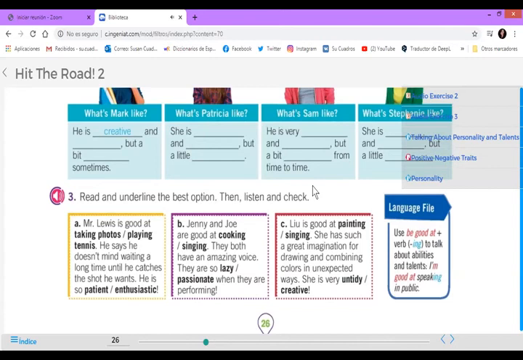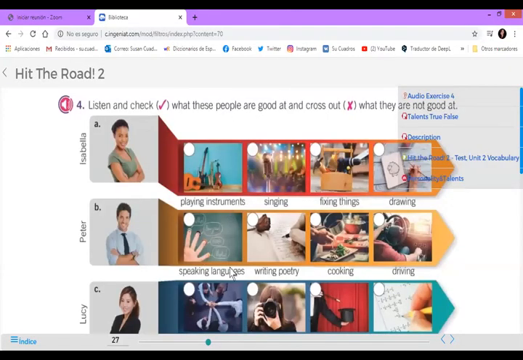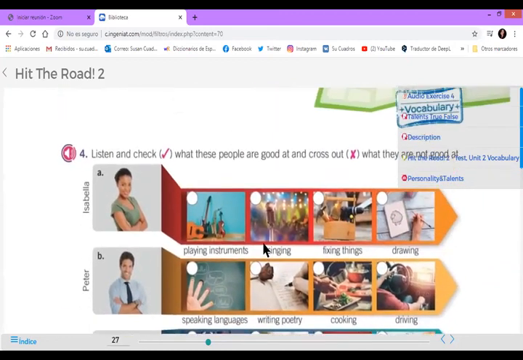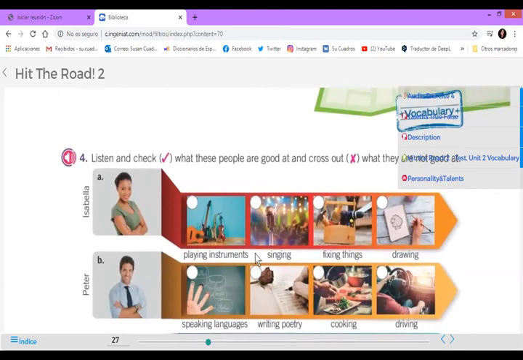He's so patient. So, you remember the answers? Taking photos and patient. Now you can complete the rest. All right, and now on page 27, to finish this lesson, we're going to listen and check what these people are good at and cross out what they are not good at, okay? So the same way, you're going to listen to the instructions and check what is correct here. Is Isabella good at playing instruments? Is she good at singing, at fixing things, at drawing? And listen about Isabella, Peter, Lucy, and Rush. Okay? So here you are, the exercise practicing the phrase be good at.